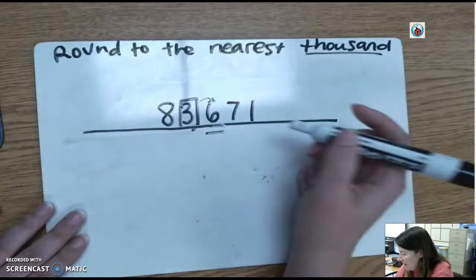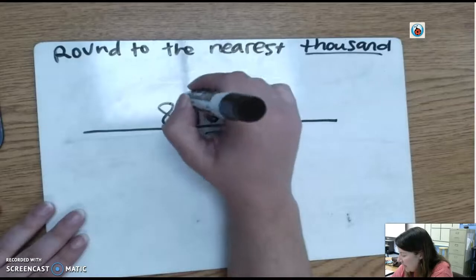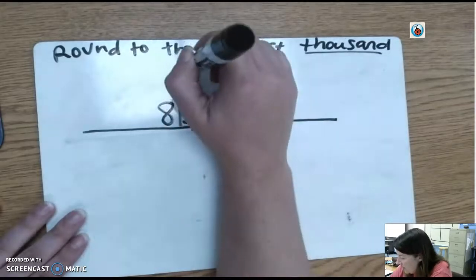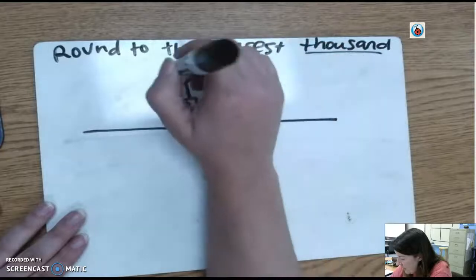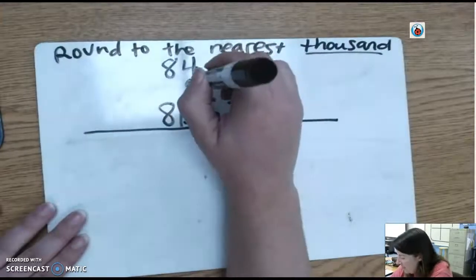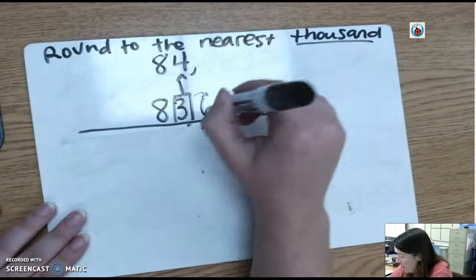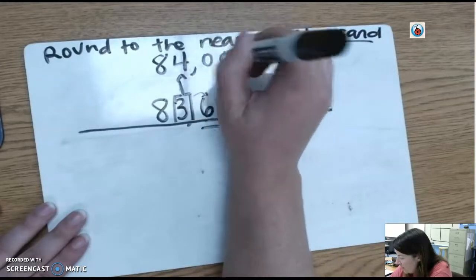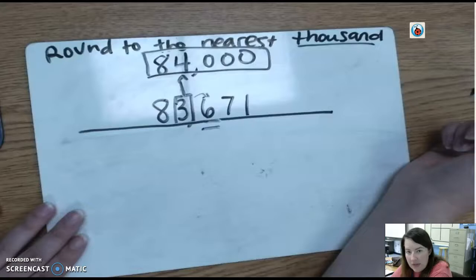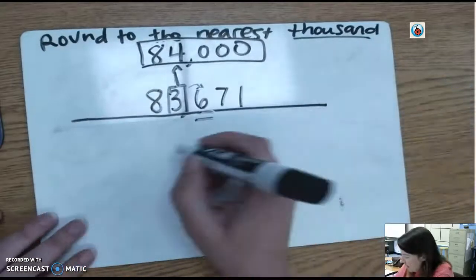So I have a 6. That means this elevator is going to go up 1 floor. So it's going to turn into a 4. Then all the other numbers to the left stay the same. And then all these numbers become zeros. So it rounds up to 84,000. Let's try another one.